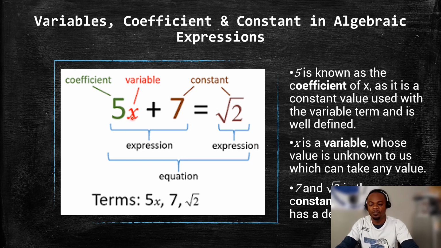Now the whole thing on the left is called an expression, and when two expressions are separated by the equal sign, it forms what you call an equation. That's the difference between an expression and an equation. An expression is just like 5x plus 7 or square root of 2. Those are mathematical expressions. But when we see the equal symbol between the two expressions, this becomes an equation. The terms of these expressions are 5x, 7, and square root of 2.